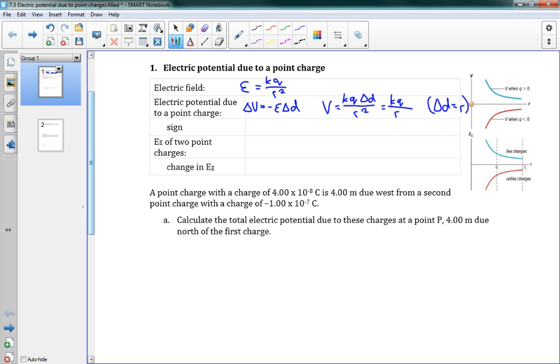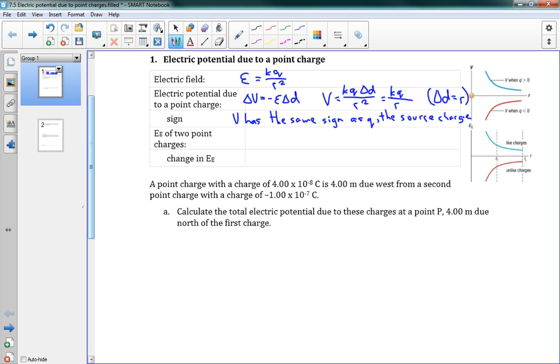And I'll say something about the sign here. So I'll say that V has the same sign as Q, which is the source charge. And you can also see, I won't write this down, but you can see that as r goes towards infinity, as we get infinitely far from our charge, V is going to drop off to 0. So it's going to go either from positive to 0 if we had a positive source charge, or negative up to 0 if we had a negative source charge. Okay, so that's V, that's electric potential.